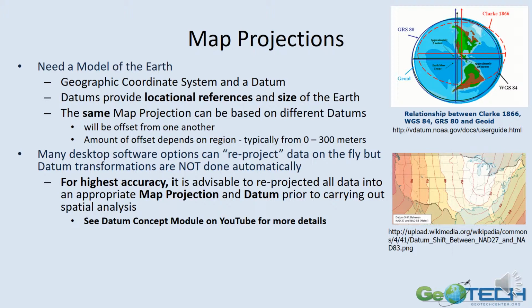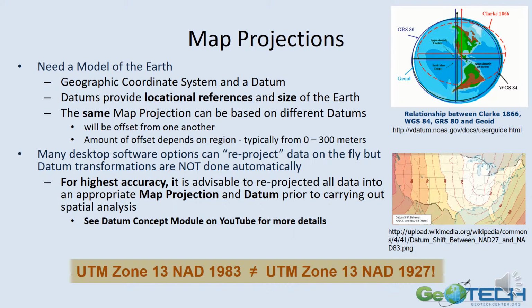Many desktop software options can reproject your data on the fly, but be aware that datum transformations are not done automatically. For highest accuracy, it is advisable to reproject all data into the same appropriate map projections for your project and datum prior to carrying out spatial analysis. If you want to know more about datums, see the datum concept module that's on YouTube. Just note that here are two datums, NAD 1983 and NAD 1927. If you try to combine them, they are not the same.